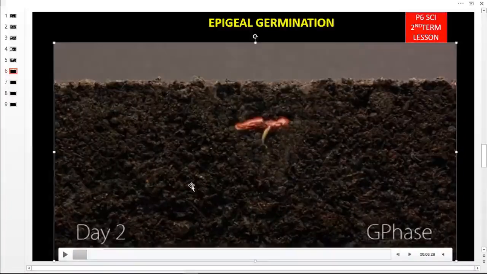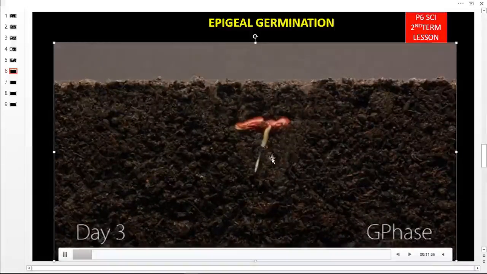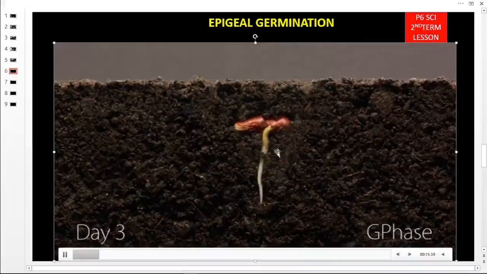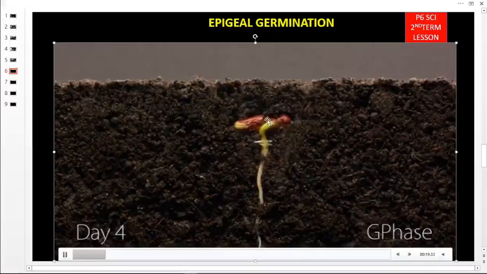Let us observe it one more time. Here, this is a seed, this is our radicle. I said the radicle comes out first in order to do what? To absorb water and to anchor the seedling into the soil. Then this is what we call our hypocotyl.